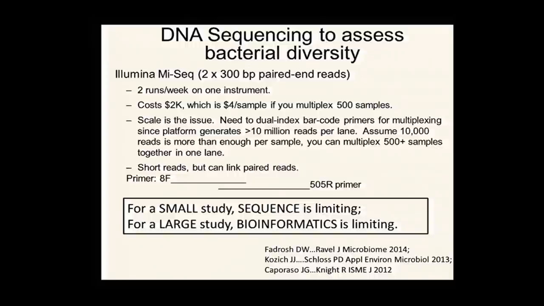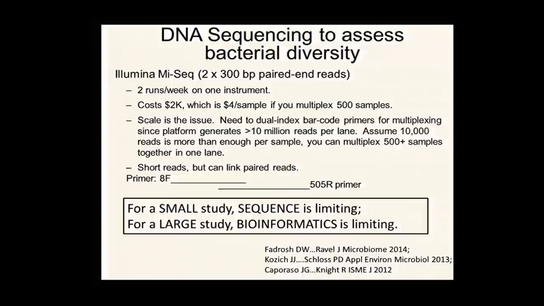Some basic stats: it's a 3-day run on the MiSeq. I'll tell you later, the MiSeq costs about $100,000. You get 2 runs on 1 instrument. Each run will cost $2,000, which if you multiplex 500 samples, you're really only paying $4 a sample. So scale is the issue. If you're going to put 500 samples on, you need to be able to identify them all because they're actually all going to be the same. So I have given you some references down here.